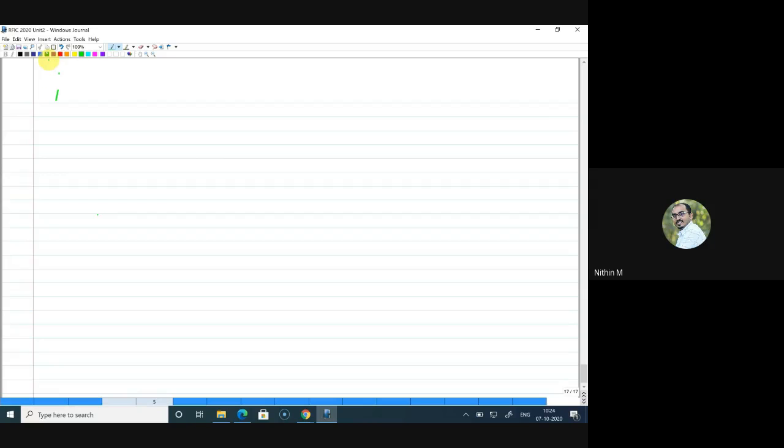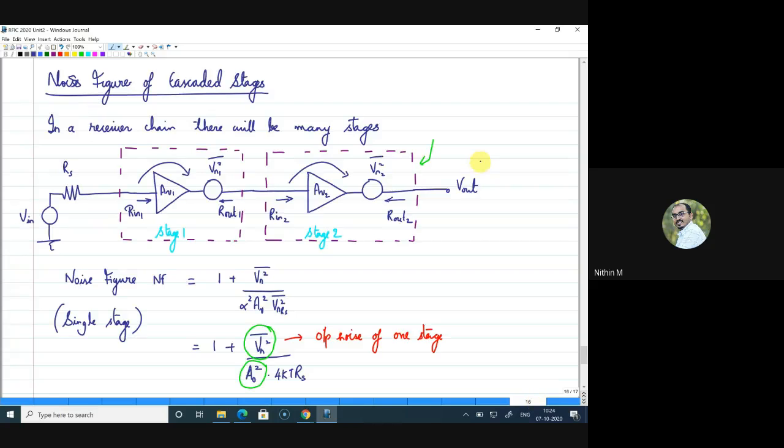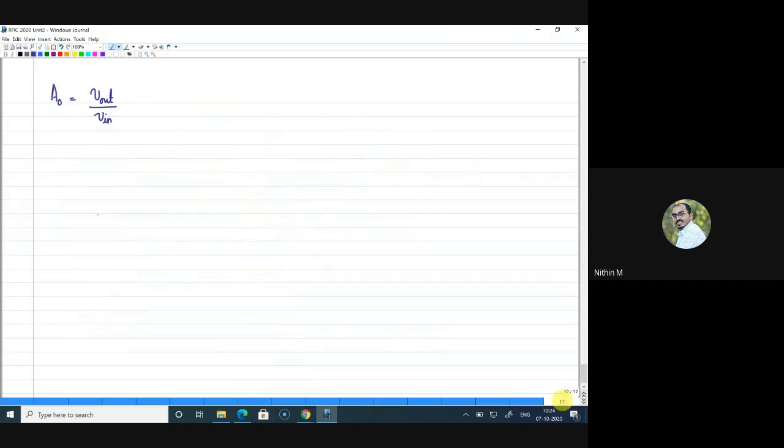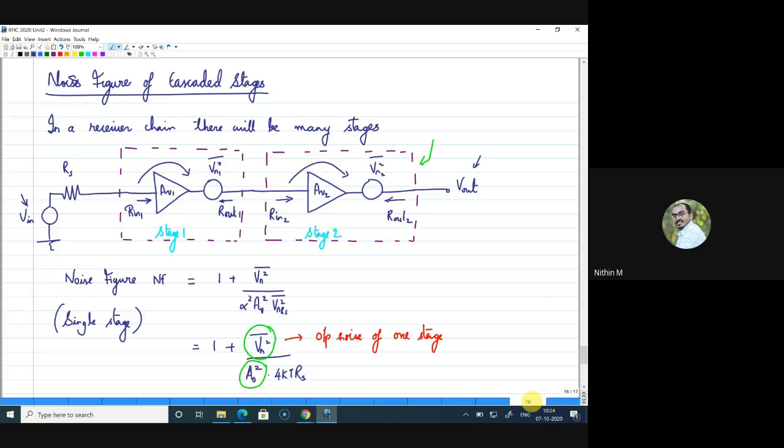I will write A naught as V out by V in. So V out and V in are marked here. This is the V out point and this is the V in point. So we are finding V out by V in, the total gain of the system, including all the loading effects within this. So you can see that there are two stages here. AV1 and AV2 are the gains provided by the two stages individually.